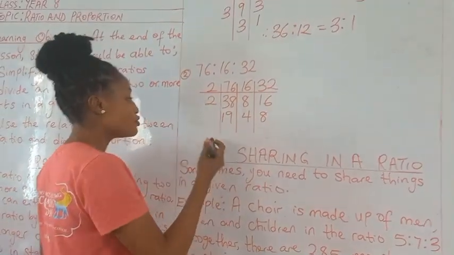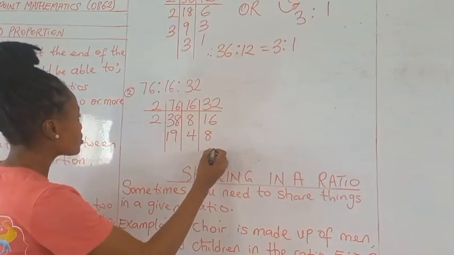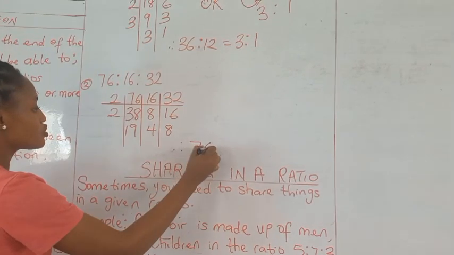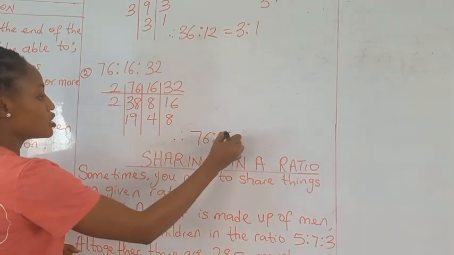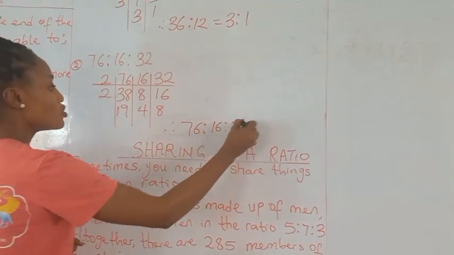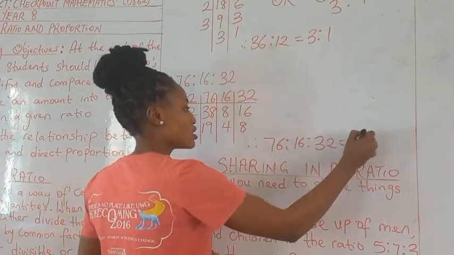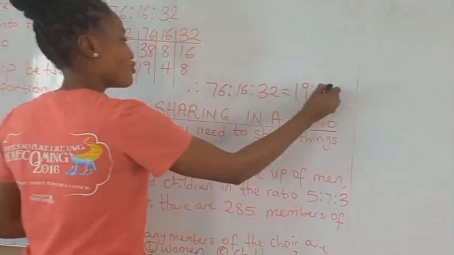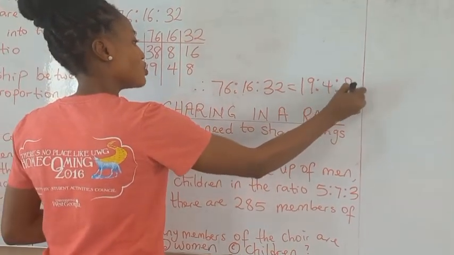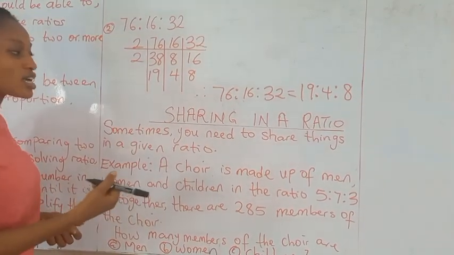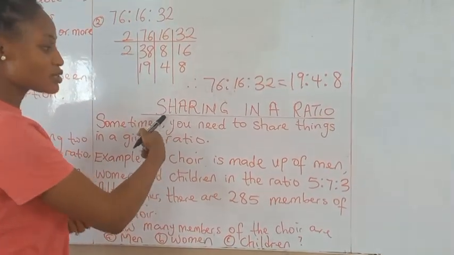What are we going to do from here? We will put a stop to it. Then you can write, therefore, 76 ratio 16 ratio 32 equals 19 ratio 4 ratio 8. I hope you all understand what we have just explained.